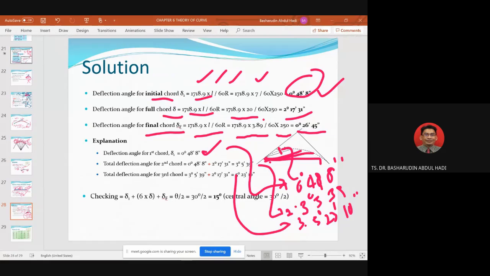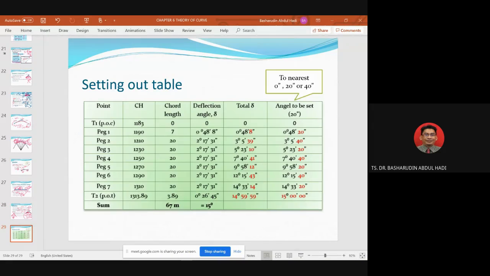So you put all your first angle, intermediate angles, plus the final angle, equal to your deflection angle divided by 2, equal to 30 degree divided by 2, equal to 15 degree. So 15 degree is the center angle for the 30 degree divided by 2. The center angle is here. Right? Okay. And we put everything in a table and we finish our class today.